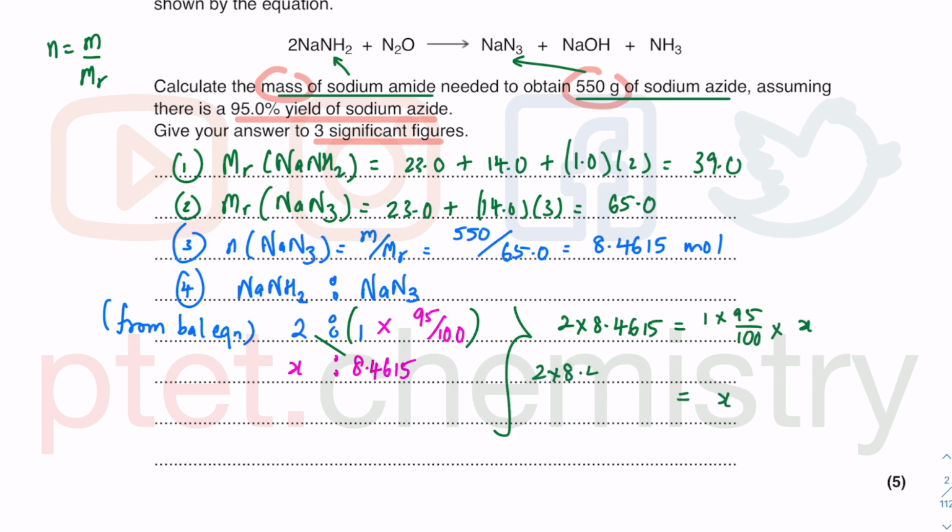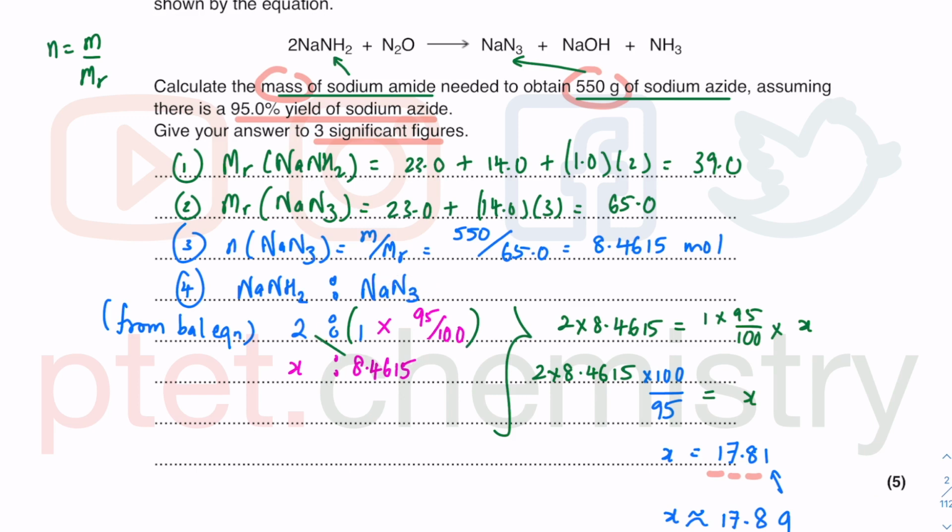2 times 8.4615. If you want, you can divide by the whole 95 over 100, but I am better at math, so I know that that is times by 100, as I move the 100 to the top and the 95 goes to the bottom part of the fraction. So x equals 2 times 8.4615 times 100 divided by 95. I get 17.81. They want the answer to 3 significant figures. So that is 1, 2, 3. So I look at the fourth one. This is lesser than 5. So there's 17.8 gram there to 3 significant figures, assuming there is a 95% yield of the NaN3 from the NaNH2.